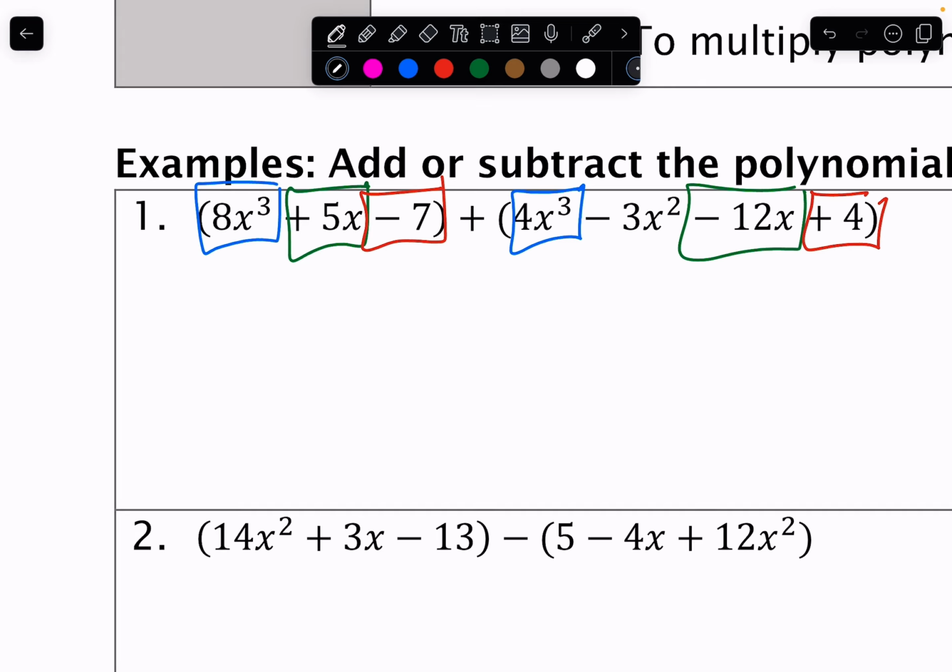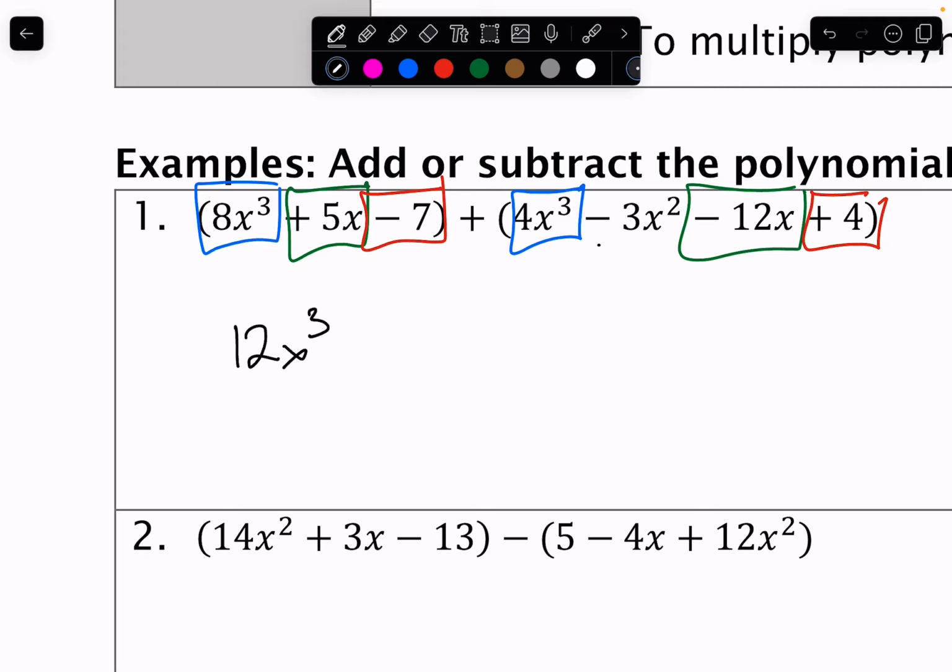Also, when you write the answer to adding or subtracting polynomials, or multiplying for that matter, you typically want to write it in standard form, which means highest power to lowest power. So we'll go ahead and do that. We've got 8x cubed and 4x cubed. Those are like terms, so we can add those together, and we get 12x cubed. Now, when you add like terms, you do not add the powers. You add the powers when you multiply, okay? So don't get that confused.